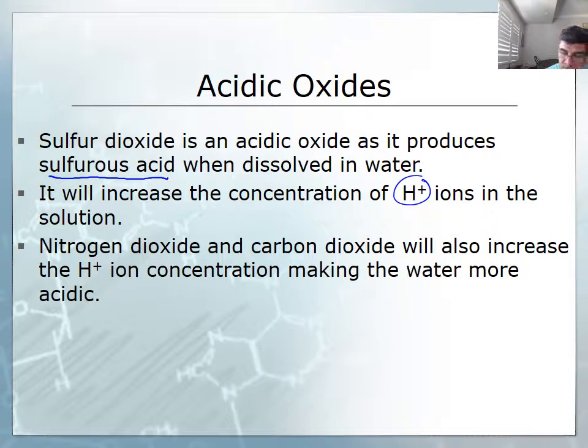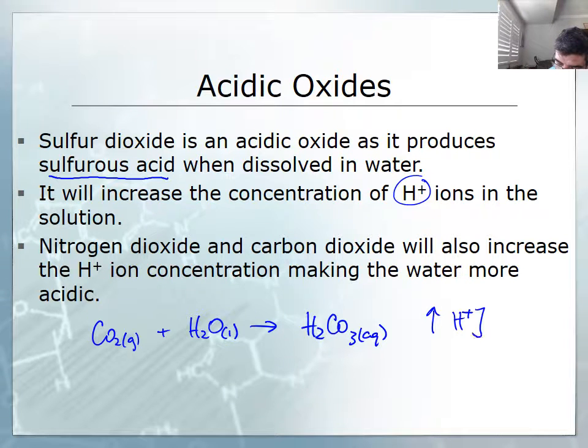Now both nitrogen dioxide and carbon dioxide can also increase the hydrogen ion concentration. If we look at carbon dioxide, for example, then when it's dissolved in water, it will also produce an acid, in this case carbonic acid. And the carbonic acid again will result in an increase of the concentration of hydrogen ions, and therefore a decrease in the pH value, and an indicator of an acidic solution. One thing that I'll mention now and talk about a little bit later on is that this particular acid is not as strong as, for example, the sulfurous acid back up here.